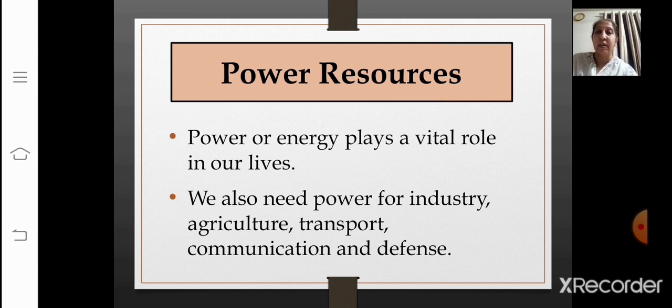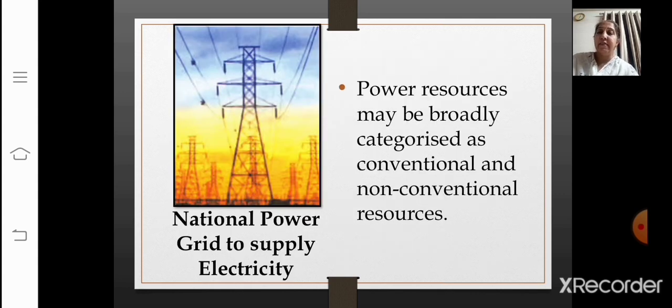I feel you all will agree with me on this thing, right? We also need power for industry, agriculture, transport, communication, defense. See, not only one category, but in each and every category, power, energy plays a very important role in our lives, correct? So, power resources may be broadly categorized as conventional and non-conventional resources.